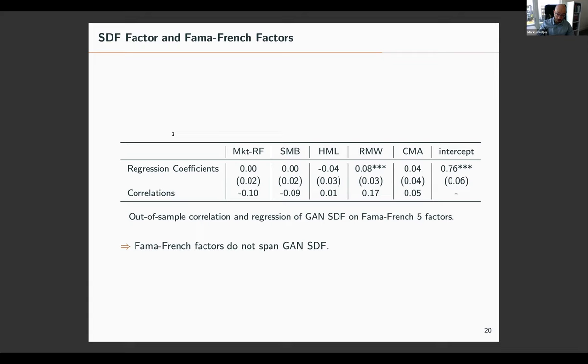All right, now we know we have a good SDF, but what is it? Our SDF is a time series, so I can look at correlation measures or factor spanning tests to understand it better. One test could be to run a time series regression on the Fama-French 5 factors. The bottom line is that only the intercept is highly significant, and Fama-French 5 is not going to span our SDF, neither will other simple linear factor models.